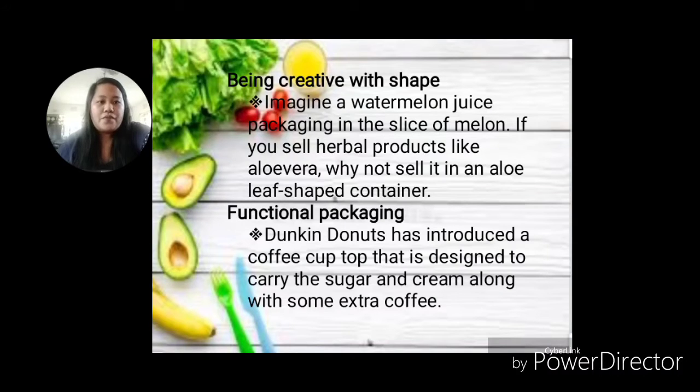Functional packaging. Dunkin' Donuts has introduced a coffee cup top that is designed to carry the sugar and cream along with some extra coffee.